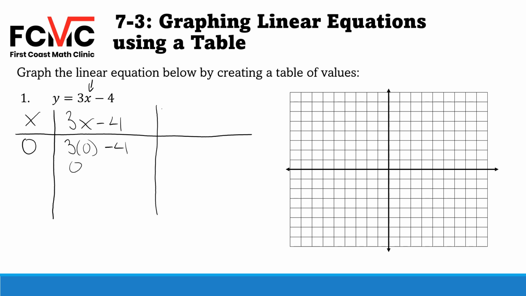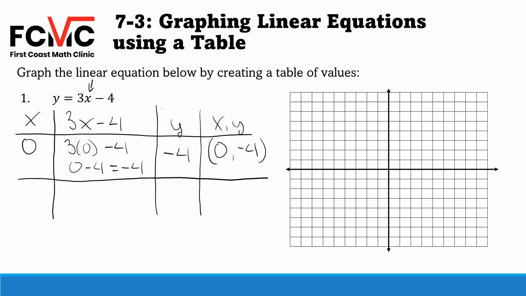3 times 0 is 0, minus 4. 0 minus 4 is -4. Next column is y. Well, we just solved for y, that's -4. So my ordered pair, x, y, is going to be 0, -4.